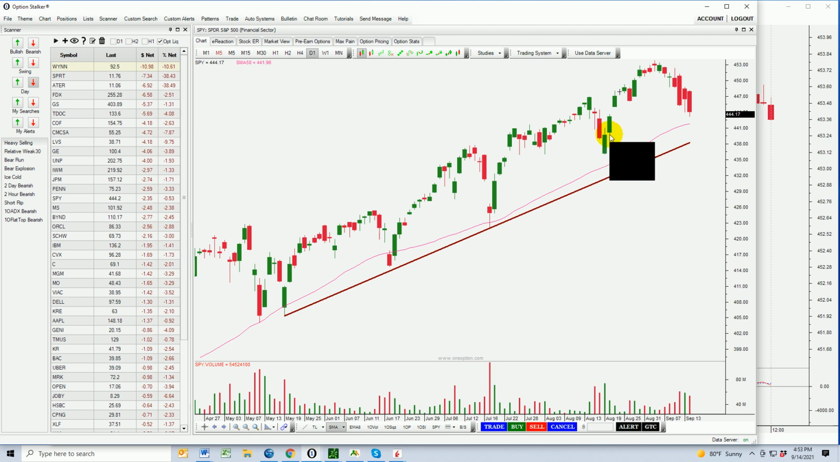So when I come in the next day and I see a gap higher, I'm going to be expecting a gap and go formation. Here we go again, gap and go formation. But when we get to a new high and you get a gap off of a new high, there we start getting into some reversal, some gap reversal.